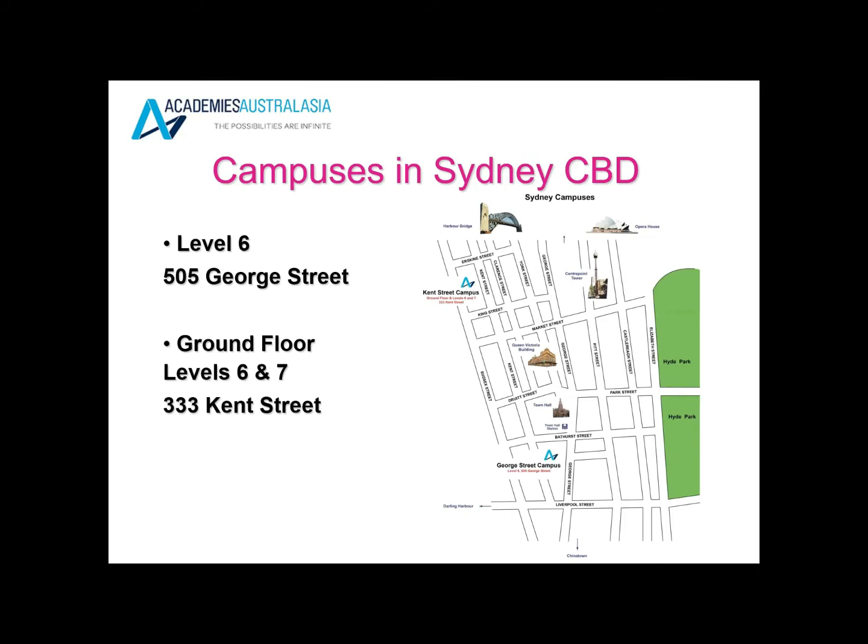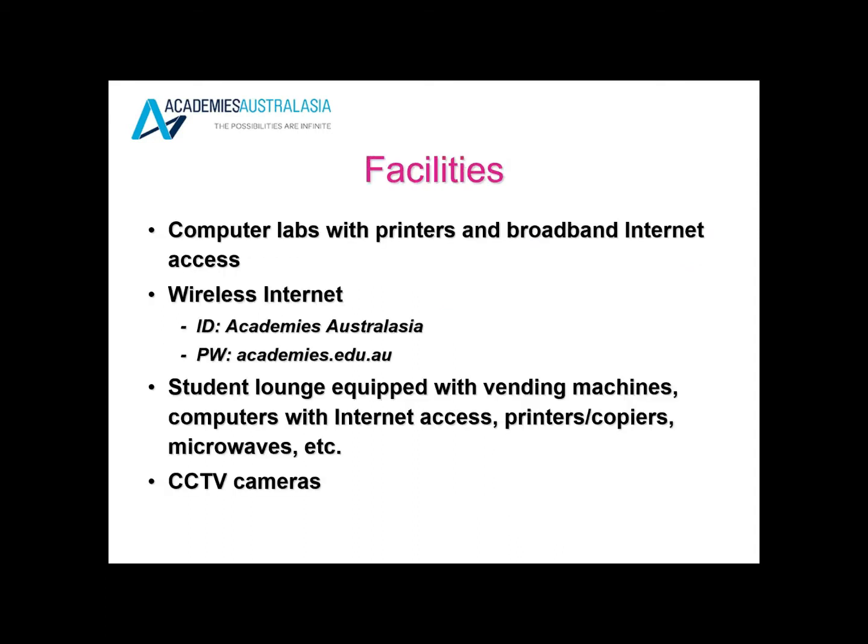Our main campus is in Sydney, and we have two campuses in Sydney. One is on George Street and the other one is on Kent Street. Please refer to the map for more information about the locations in Sydney. On campus, you will find an abundant supply of computer labs with printers, scanners and copiers. You will also have internet access that you can enjoy while on campus. And our campuses are fitted out with CCTV cameras for your security.